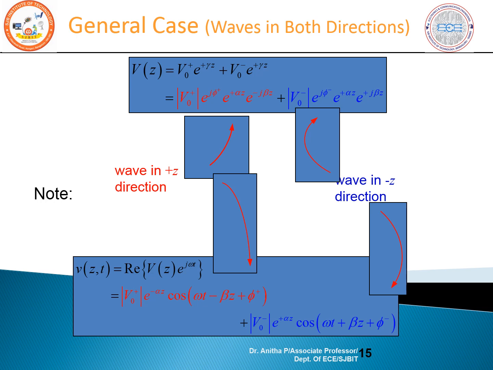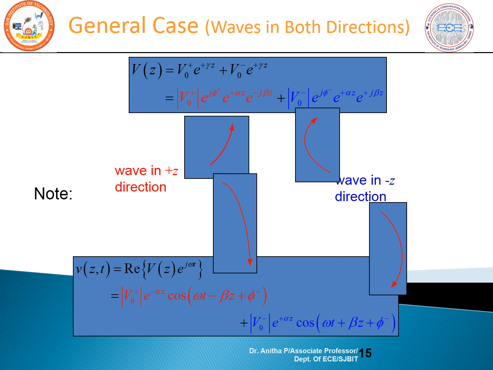Expand the gamma value, which is alpha plus j beta, so e to the power minus alpha z into e to the power minus j beta z, and consider that V naught plus has an initial amplitude and initial phase shift, so V naught plus into e power j phi. Similarly for the reflected wave traveling in the negative z direction. This is the case considering only space variation.